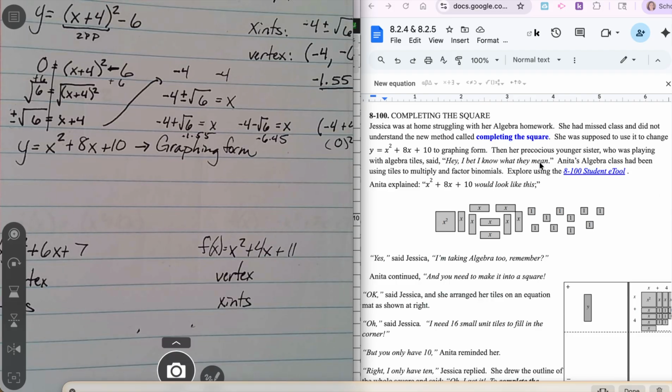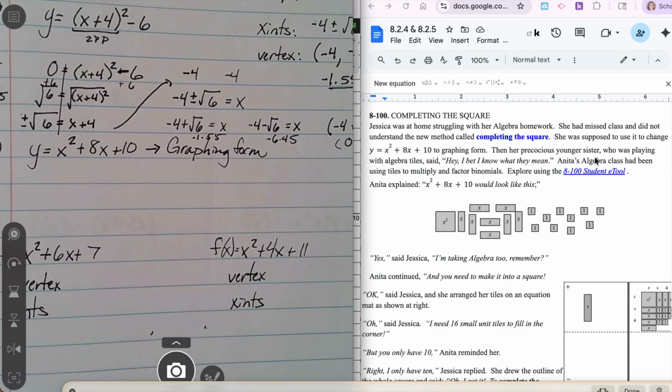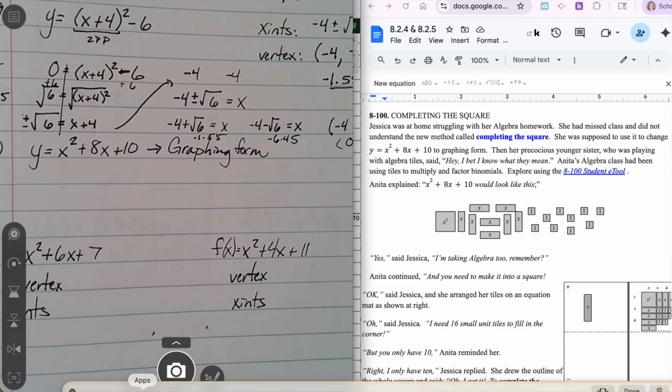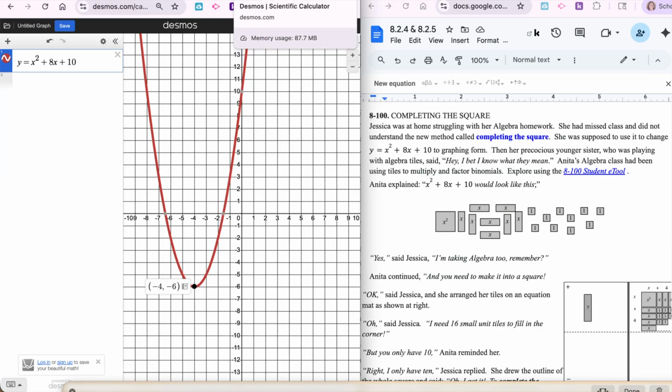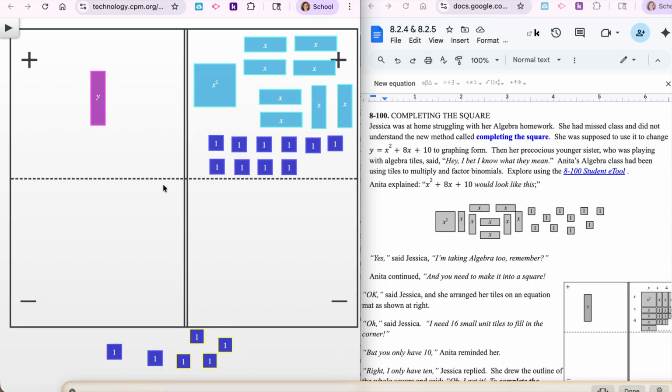So you can explore this, like I said, using the e-tool if you want, otherwise the physical tiles. Anita explained, x squared plus 8x plus 10 would look like this. And she pulled out a bunch of tiles. Now, I do have the digital tiles up just in case, so I can use them to kind of reference things. "Yes," said Jessica, "I'm taking Algebra 2, remember?" Anita continued, "And you need to make it into a square." So that's the important part of this, is a square. Keep in mind, squares have sides that are exactly the same. Meaning, if my square has 5 tiles in one direction, it has to have 5 tiles in the other direction.